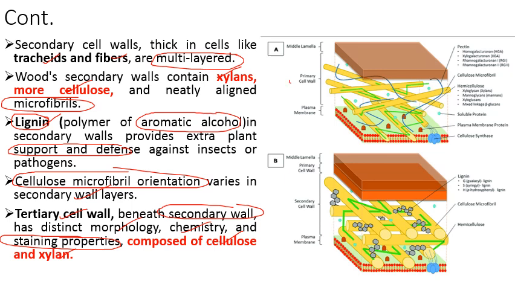So firstly we have this primary cell wall which lies between the middle lamella and plasma membrane. Then we have the secondary cell wall which lies between the primary cell wall and plasma membrane. And sometimes there is another layer which is present between the secondary cell wall and plasma membrane. So this is called the tertiary cell wall. और ये जो tertiary cell wall होती है, ये vary करती है in its chemistry, morphology and orientation or staining properties of this layer.